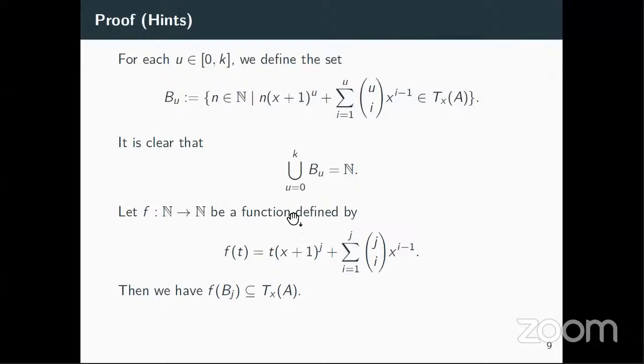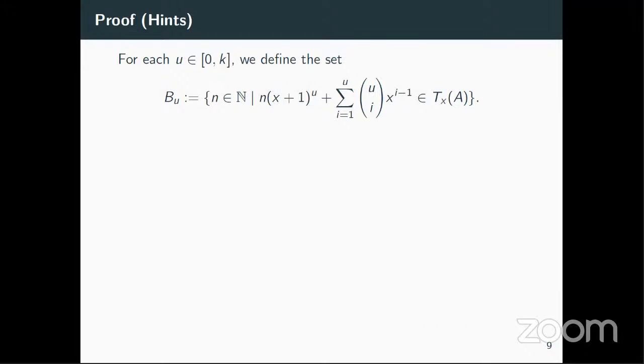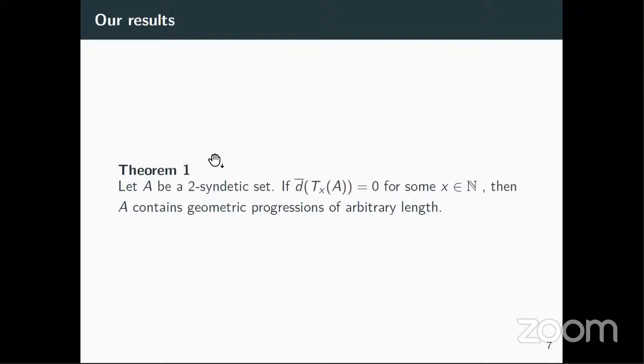Now we define a function in the following way. If you define f as a function in this way, then we can see that f of bj is inside Tx of A. Now using some intermediate lemmas and results, we will get some contradiction here. So what we prove is that we picked any natural number k, and we proved that that set has a geometric progression of length k+1. So thus we find this observation true. So this is our first observation.